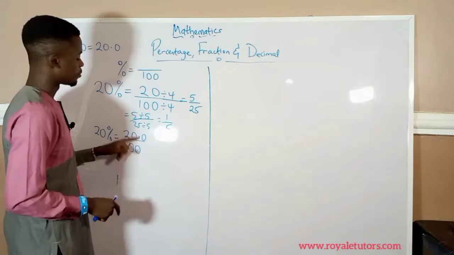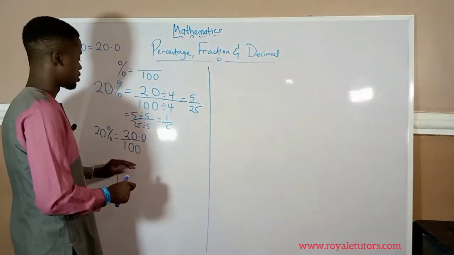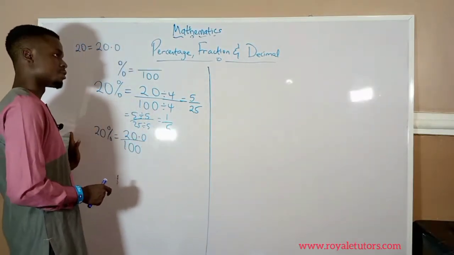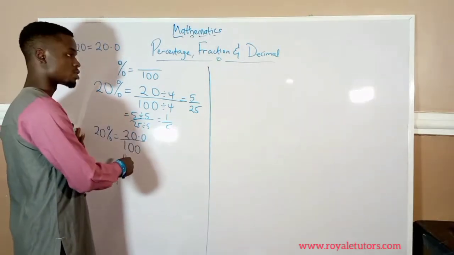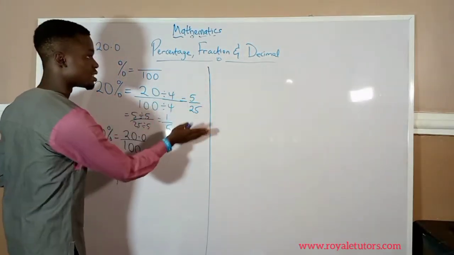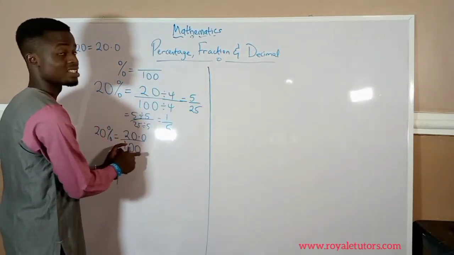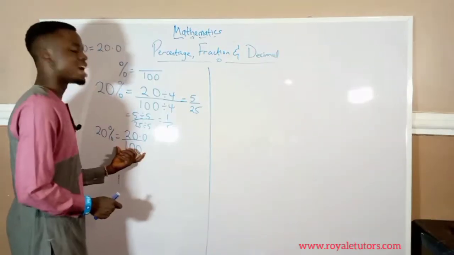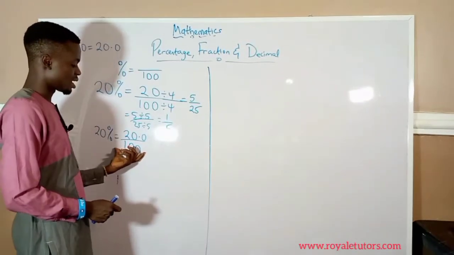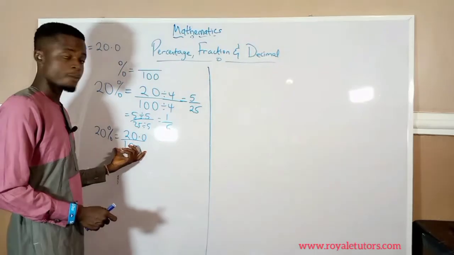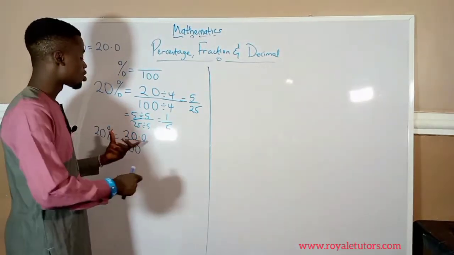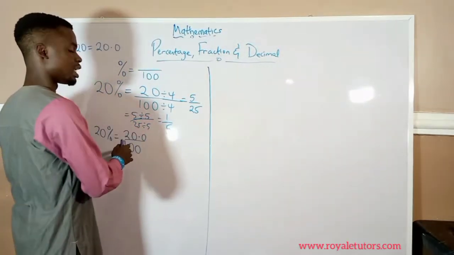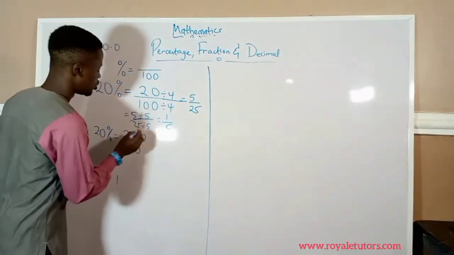I will take that again. If you are dividing by powers of 10, you shift to the left. If you are multiplying by powers of 10, you shift to the right. What are we shifting? We are shifting the decimal point. So this time we are dividing by a power of 10. That's 100, which is 10 to the power 2. We are dividing by 100. So because of division, we are shifting to the left.